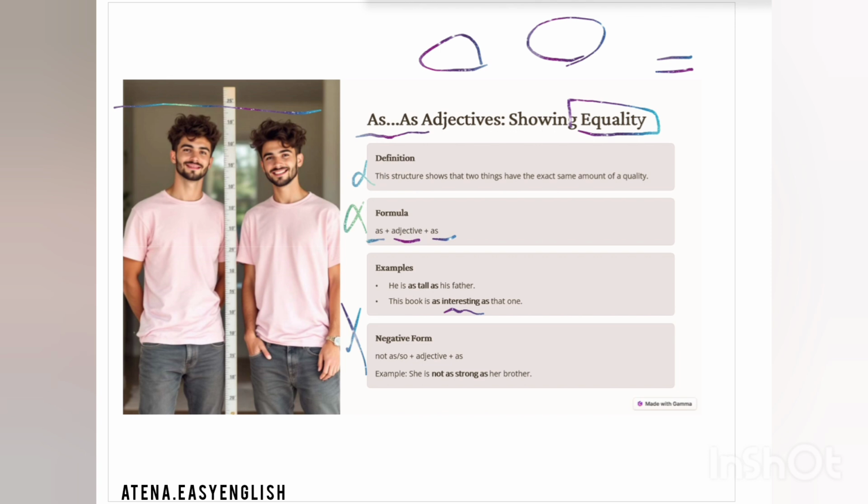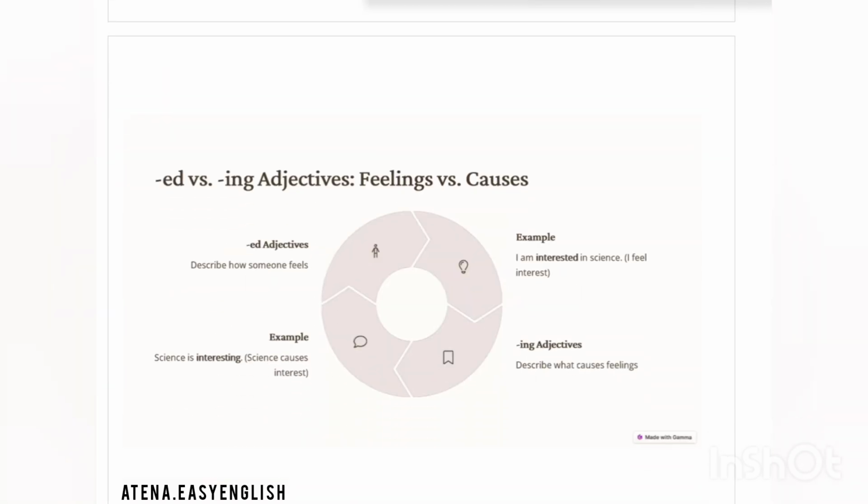And let's see how we form negative. For forming negative, we use not. And we use not before the first as. Not as short as, not as long as, not as intelligent as. Look at the example. She is not as strong as her brother. So when we want to form the negative, we start our structure with not. Okay, that's great.